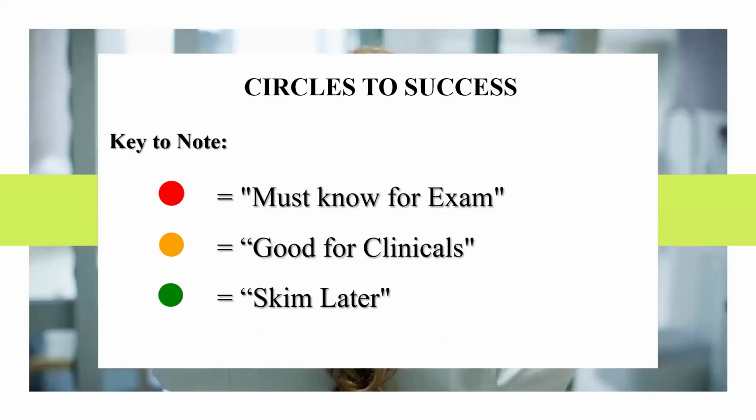As we know, we have circles to success, and these are the key to note. Red circle indicates that these areas must be known for exam. Orange circles indicate that these areas are good for clinicals, and green circles ask you to skim over the video.